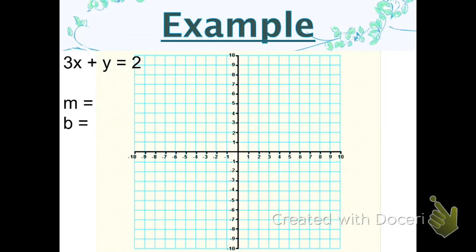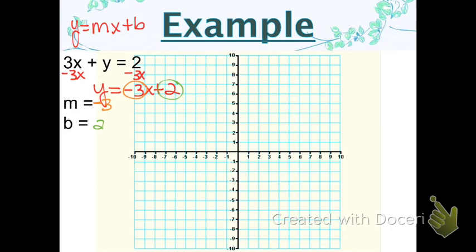To graph a line in slope-intercept form, you're going to first make sure it's in slope-intercept form. So in this case, we'd need to subtract 3x from both sides, and we would get y equals negative 3x plus 2. And then compare that to our formula, y equals mx plus b. And now we can see a little bit more easily that the m is the negative 3, and the b is the 2. Or in other words, that y-intercept is (0, 2).